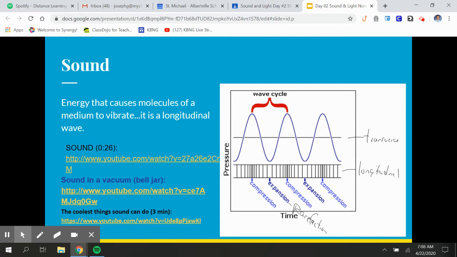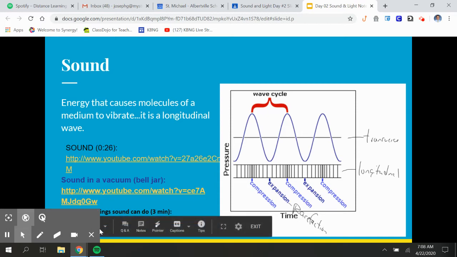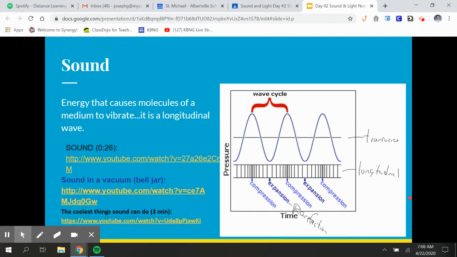If I knock on the table here, there's going to be sound waves, or energy, that causes the medium, the molecules in the table, to vibrate. So that's technically sound. Your earbuds or your computer, or whatever you're watching this on, has speakers that cause the air molecules to vibrate, and that's creating sound that our ears can pick up. The wave is the one down here on the bottom, with those areas of compression and expansion, where the molecules are pushing on each other.